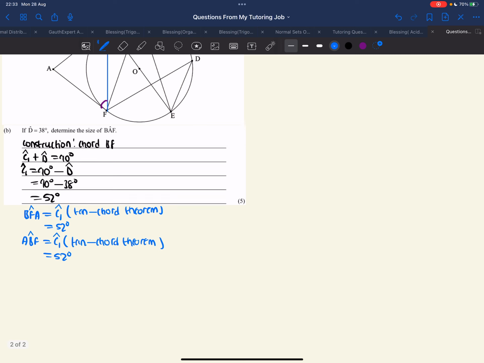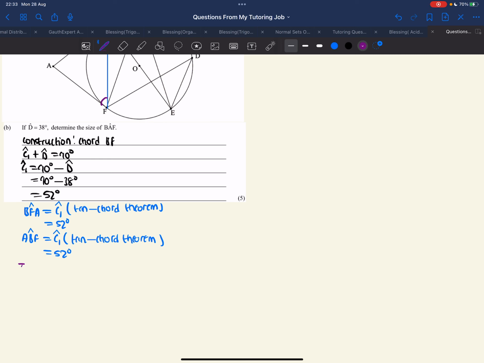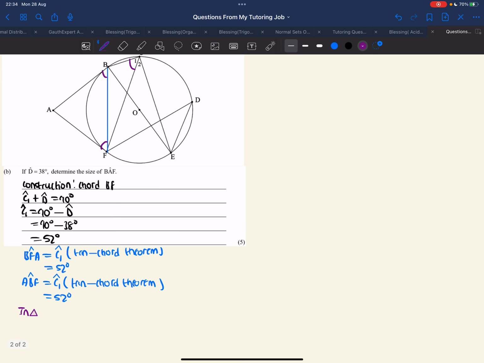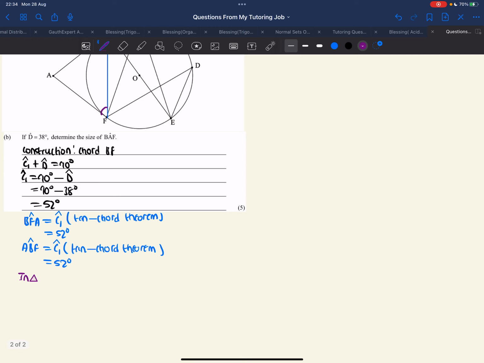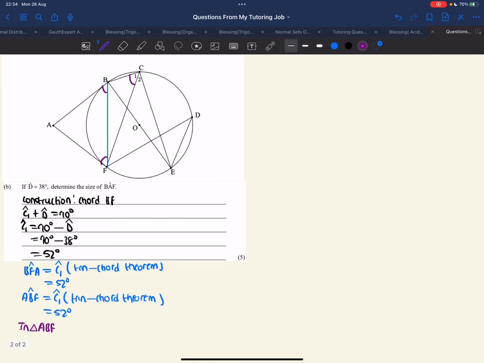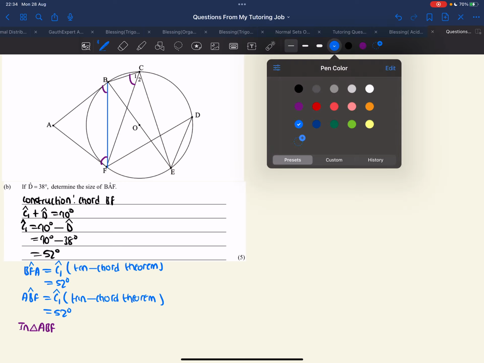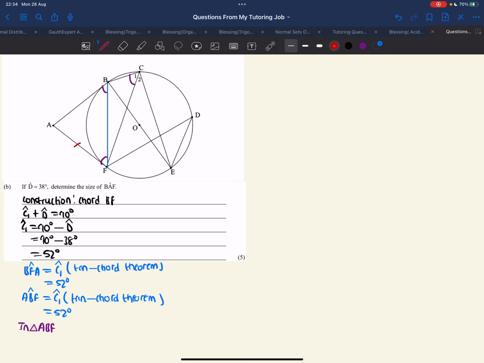Now can you see now? So now we can say that in triangle BAF, no, let's just say ABF. In triangle ABF, can you now see that the triangle we are actually dealing with is an isosceles triangle, because angle ABF and angle BFA, or AFB, equal 52 degrees. So that triangle there is an isosceles triangle.